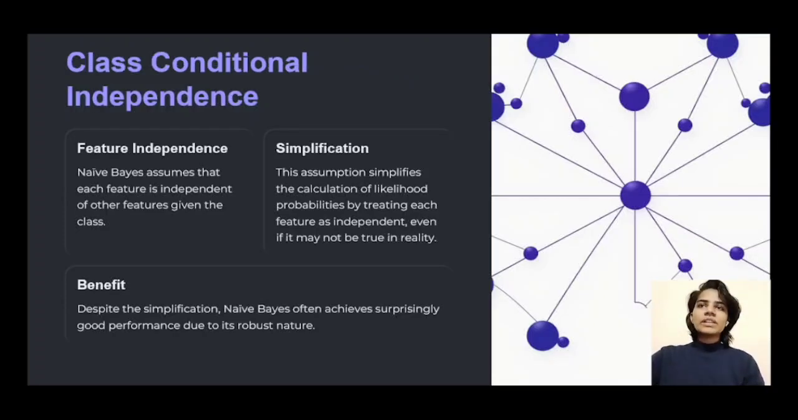Right? Class conditional independence. First is feature independence, simplification, and benefit. Feature independence: naive Bayes assumes that each feature is independent of other features given the class. Now, simplification. This assumption simplifies the calculation of likelihood probabilities by treating each feature as independent, even if it may not be true in reality. And benefit. Despite the simplification, naive Bayes often achieves surprisingly good performance due to its robust nature.